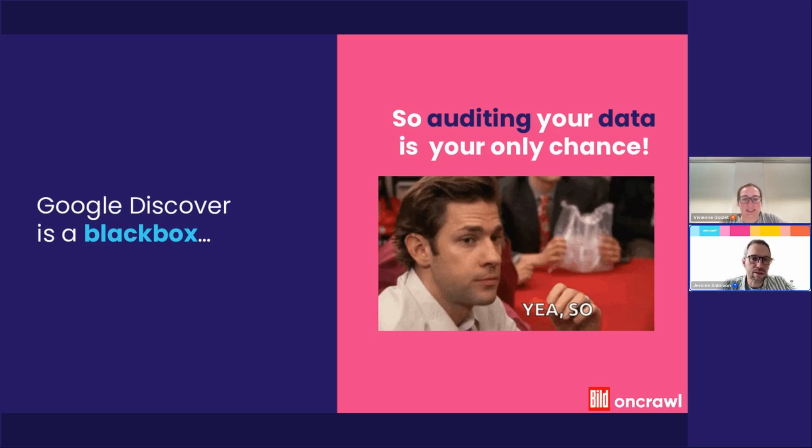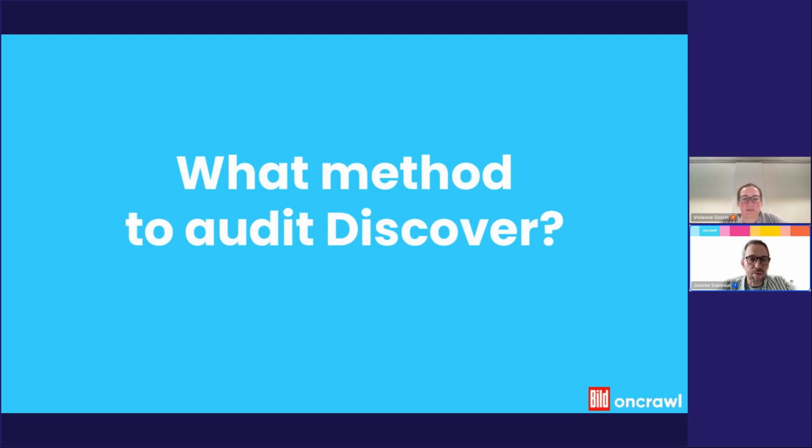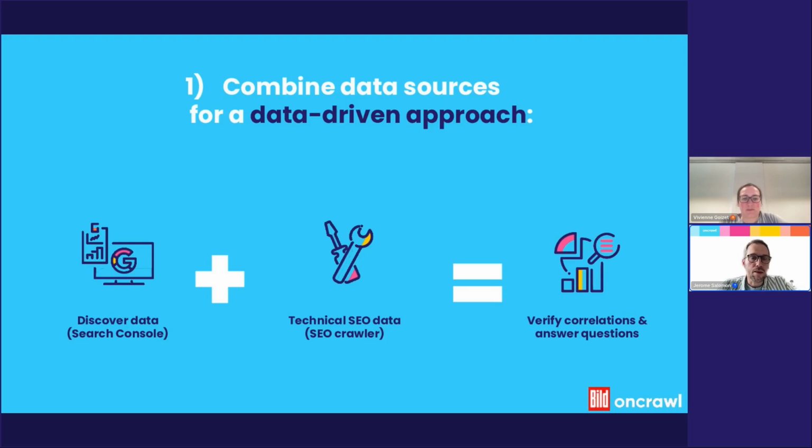Yes, and so that's exactly the topic today. We are going to discuss the method for this Discover audit. Usually at Oncrawl, we always have a data-driven approach. So the idea is to get data from Google Discover, using the Search Console, and get your technical SEO data as well from your SEO crawler. And we will try to verify correlation, and answer questions that we will see during the audit part of this presentation.